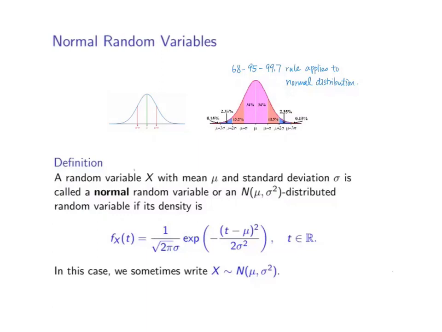Let's refer to the definition. A random variable X with mean mu and standard deviation sigma is called a normal random variable, or a N(mu, sigma squared) distributed random variable, if its density is given by this expression. The probability density function is a bell-shaped function and is symmetric about the mean mu. X can take any values between negative infinity and infinity.